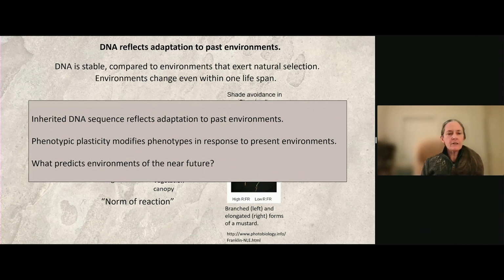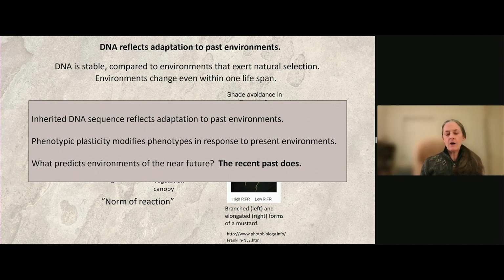So we have inherited DNA sequence that reflects adaptation to past environments. Phenotypic plasticity modifies phenotypes in response to present environments. But what predicts environments of the near future? Well, environments of the recent past, that is, environments of recent ancestors, may well predict the environments in the near future. So for instance, a new seedling germinating early in the season may not have any neighbors at all yet.